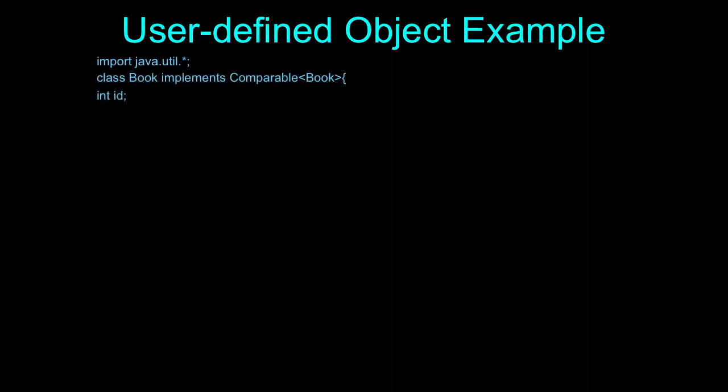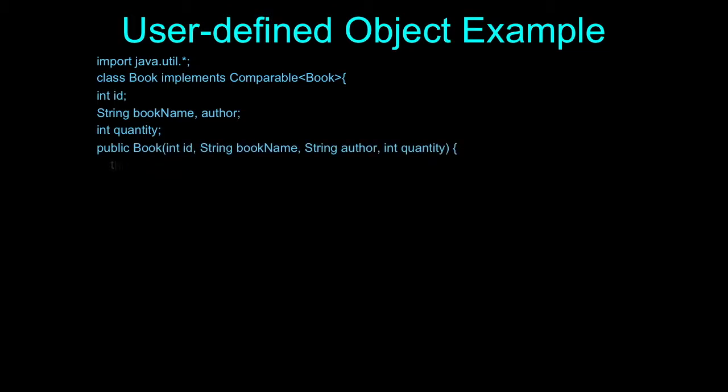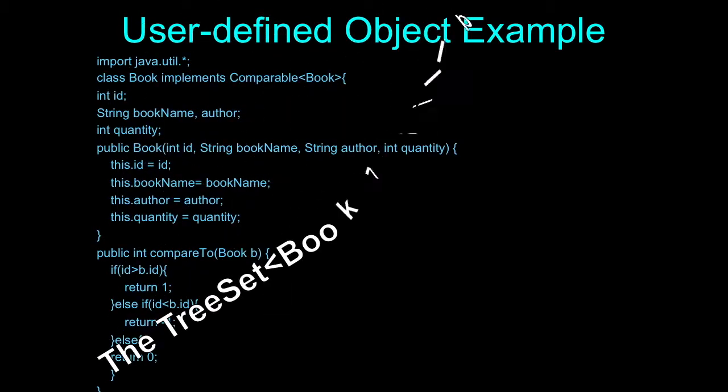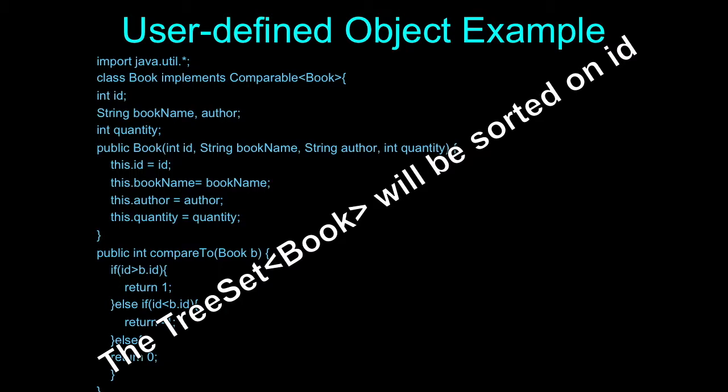So we are constructing a class Book which implements the Comparable interface. And these are the attributes like ID, book name, author, quantity. This is the constructor. Over here we are overriding the compareTo method. So note that the TreeSet of Book will be sorted on ID because in the compareTo method we have used ID for comparing.